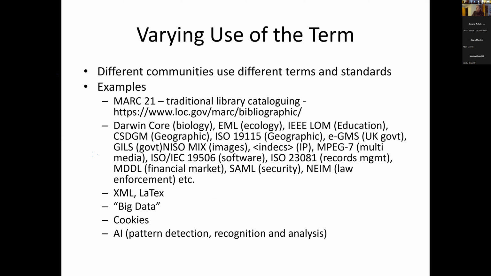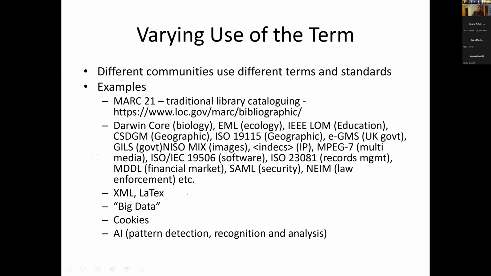Different communities use different terms of standards. So I think we had seen the Dublin Core with respect to tracking of books and publications. Here's MARC 21, which is a traditional library cataloging system, which I think might be consistent with the schema that you saw earlier of that library database. Darwin Core for biology, and so forth. There are even ones for court management systems.